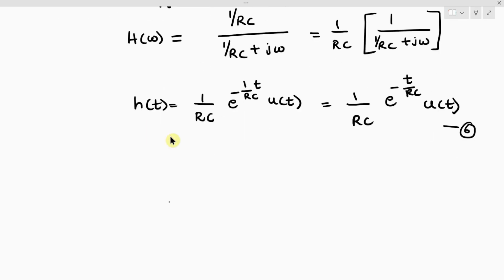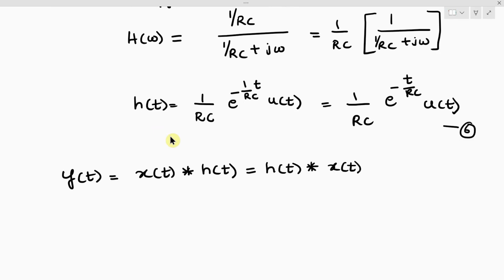Okay, and now the output y of t of the practical low pass filter can be found by performing convolution between input and impulse response. And to make the simplification easier, since convolution satisfies the commutative property, I can also write h of t convolution x of t. Now what is x of t?